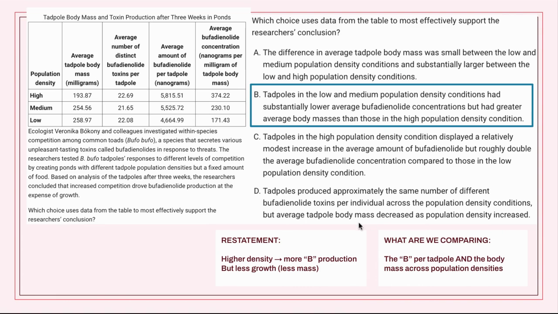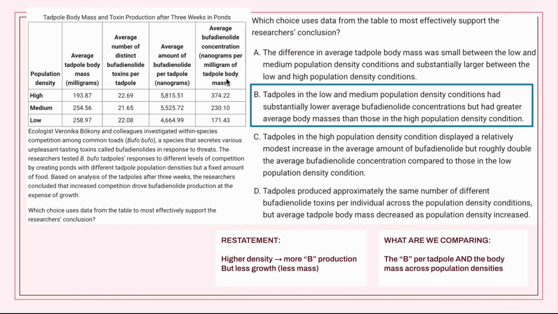Well, I mean, this one is talking about the body mass, but this first part is talking about the number of toxins, which doesn't really necessarily correlate to how much bee stuff they're making. They're just saying how many distinct molecules or something are in there. And even if this was the case, it's saying it doesn't vary across density conditions. Anything about bee stuff, we want to say that there's a difference across the population density. So this is kind of irrelevant, even though it does talk about the body mass.